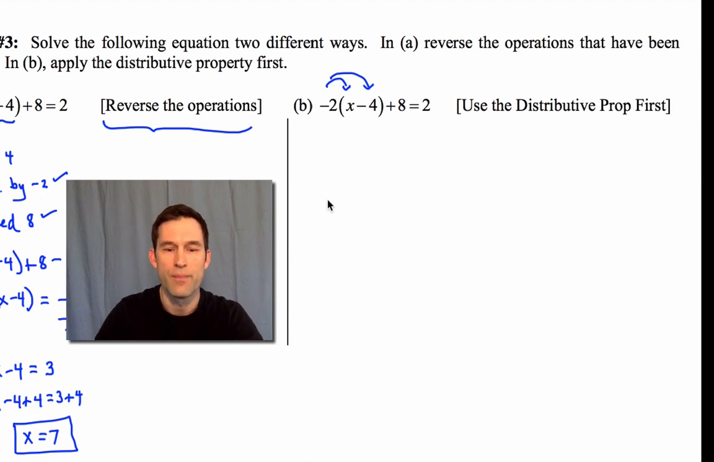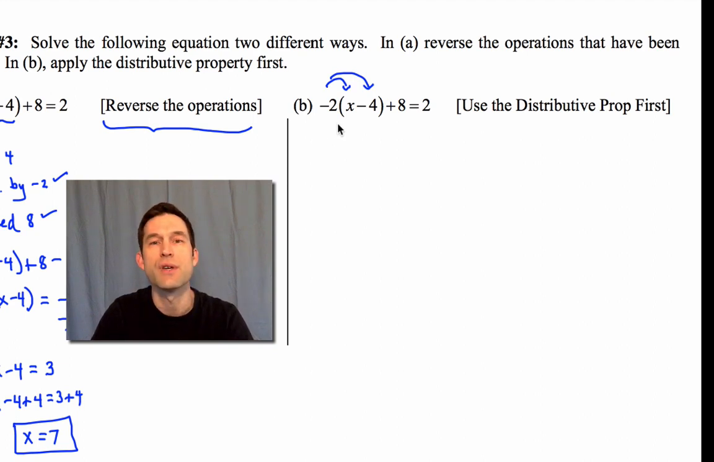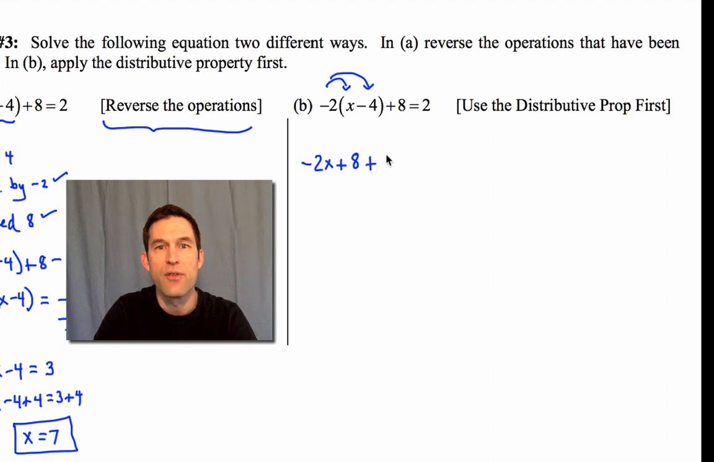All right, let's go through it. If I use the distributive property, and that's all I'm doing when I do that, I'm not solving the equation, I'm just writing an equivalent expression. I would get -2 times x, and then -2 times -4, which gives me +8. That's a little bit tricky. Then I just have this other +8.